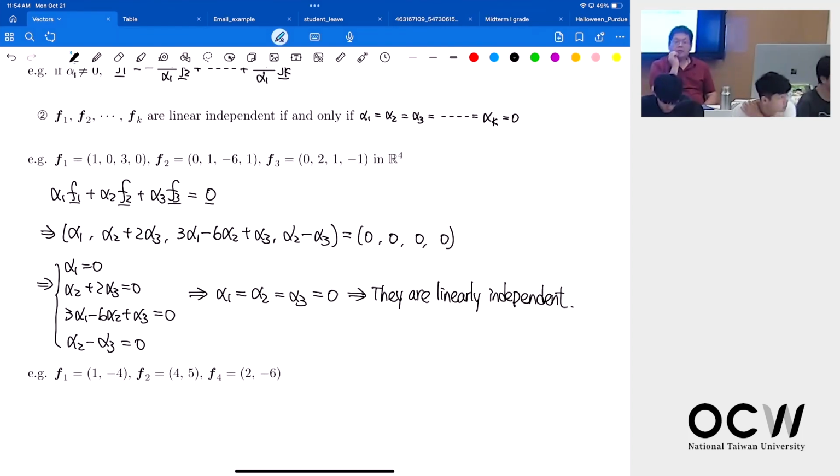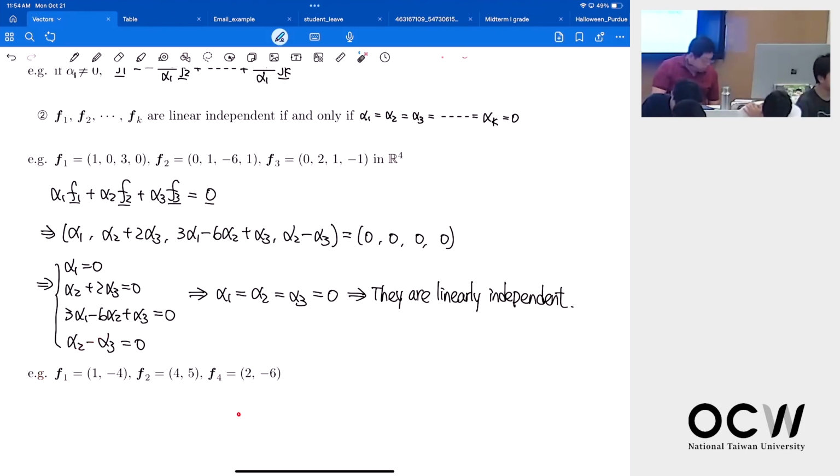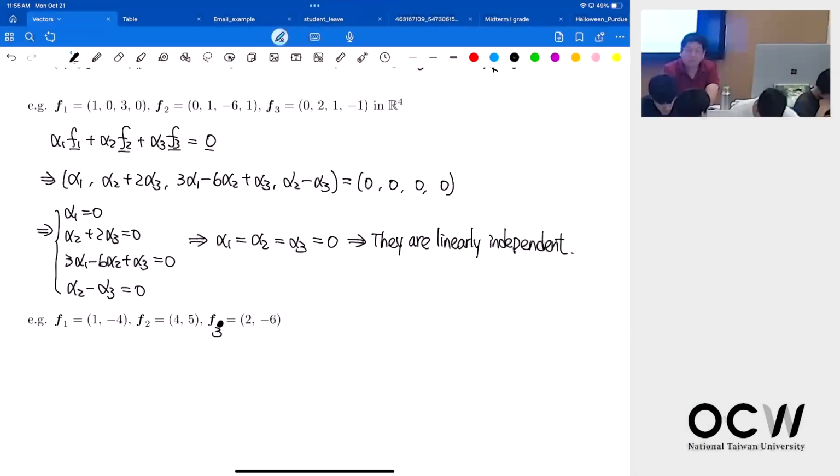Alright, then your turn. Check if f1, f2, f3 are linearly independent or linearly dependent. Why do I have a 4? That's fine, 1, 2, and 3. Let's just change that to 3. Dependent or independent?